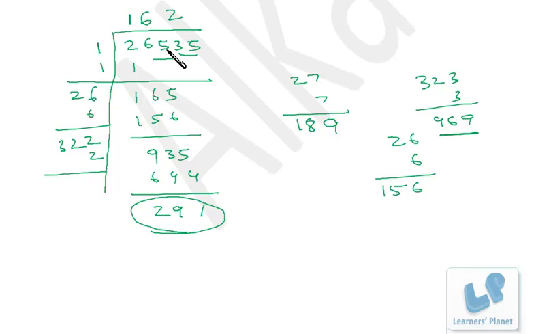So if we deduct 291 from this number, the remaining number will be a perfect square. Okay, so 26535 minus 291. So 26244 is a perfect square number. Okay friends, whatever remainder you are getting, that number should be subtracted from the given number. So the remaining number will be a perfect square number. Okay.